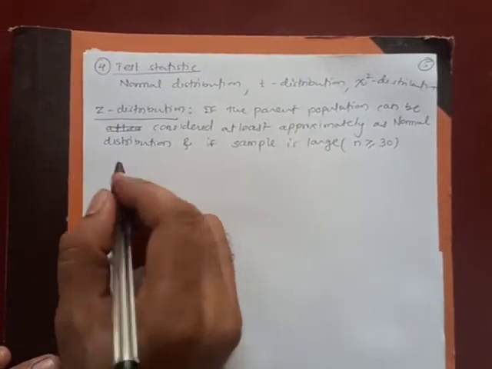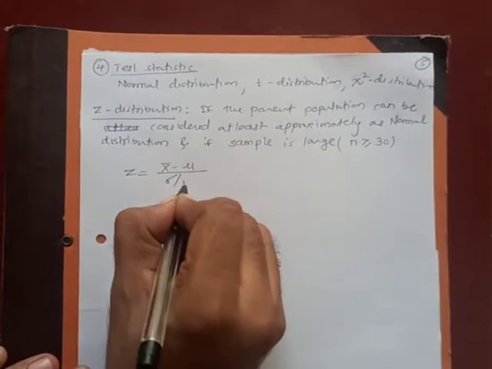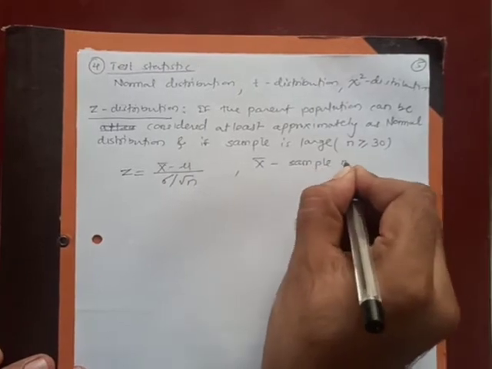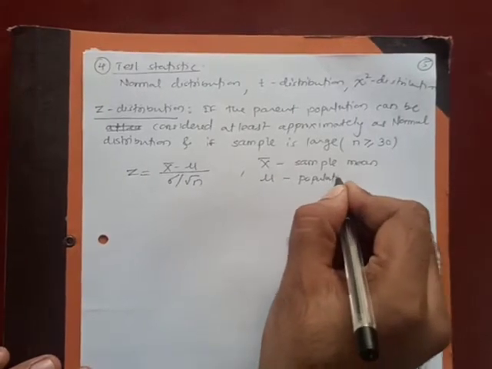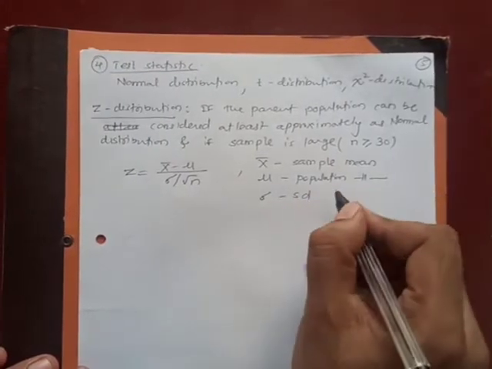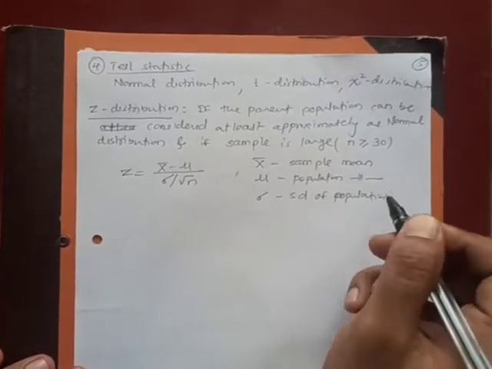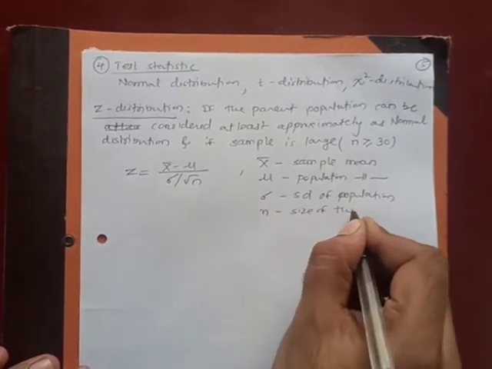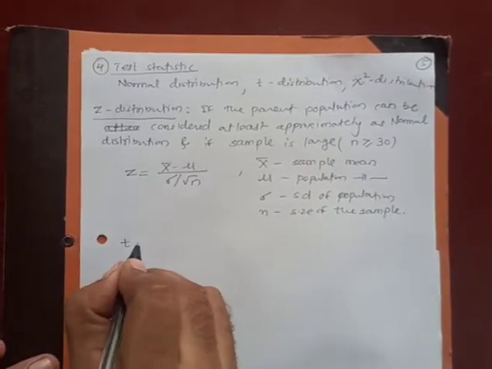right? Then we calculate the Z statistic as Z is given by x bar minus mu upon sigma upon square root n, where x bar is sample mean, mu is population mean, sigma is standard deviation of population, and n is size of the sample, right? Next distribution is t distribution.